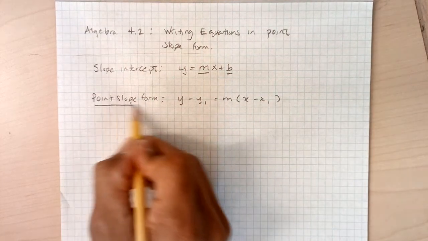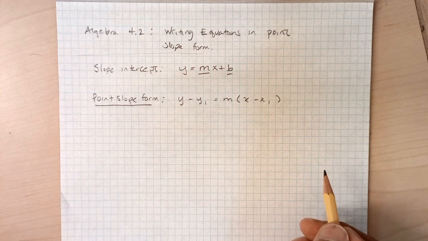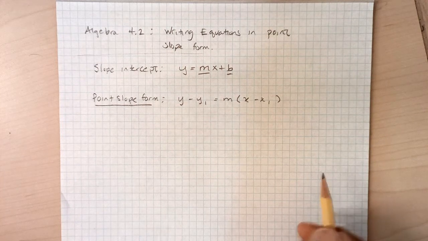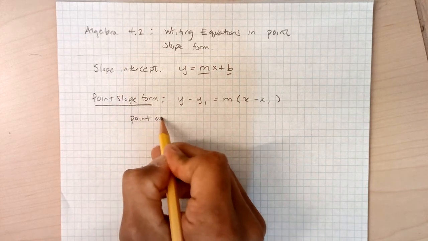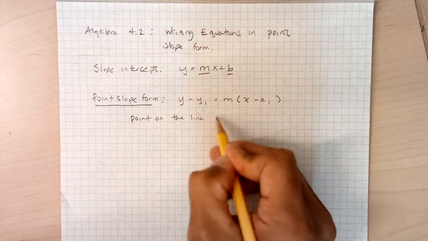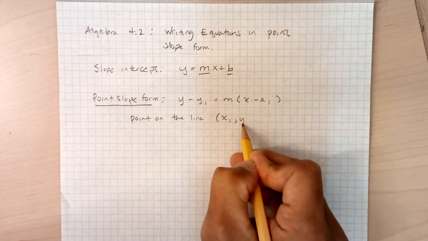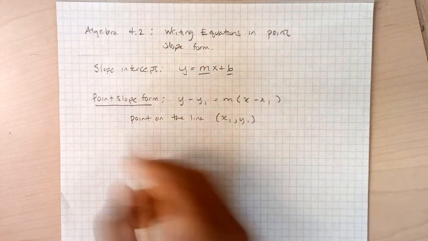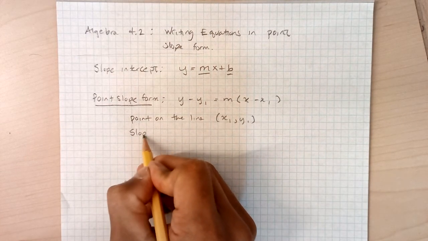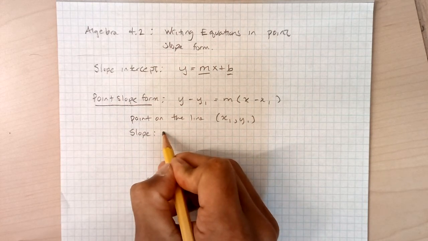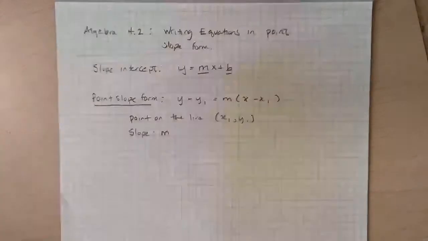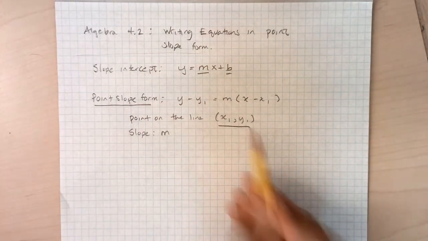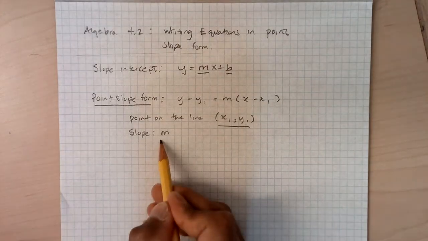That's called point-slope form. And the reason why it's called point-slope form is it tells you a point on the line. So a point on the line is x sub 1, y sub 1. And then it also tells you the slope of the line. So the slope of the line, just like for slope-intercept form, is m. So to be able to write an equation in point-slope form, you need a point. That point is x sub 1, y sub 1, and you need the slope.